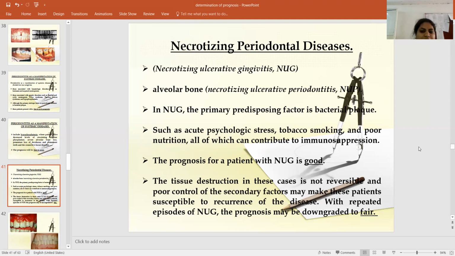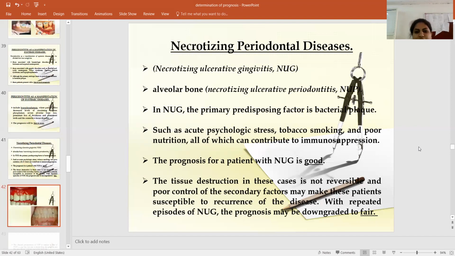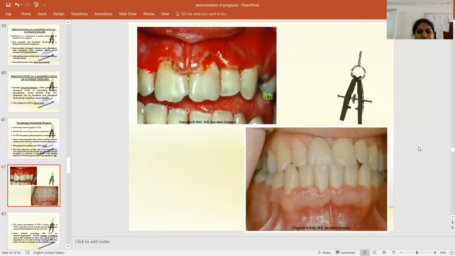So, tissue destruction is not reversible. So patients with repeated episodes will have a poor prognosis as compared to those without. You can see the inflammatory response in the gingiva, and you can see the inflammatory response in the tissues also. Like you can see the necrotizing ulcerative gingivitis, and after the treatment.